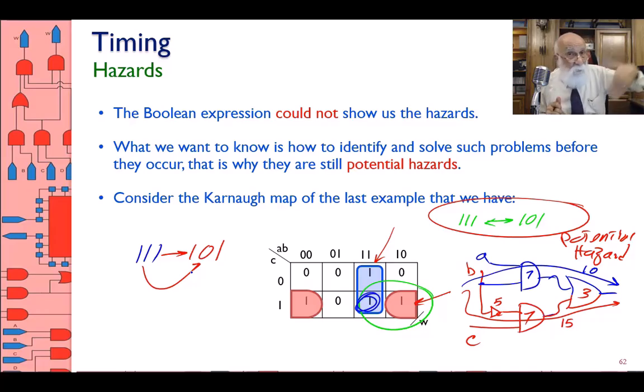See, I didn't really go back and look at the circuit. I'm only reading it from the Karnaugh map because I calculate the delay of the blue path. The delay of the blue path is 10. The delay of the red path is 15. And then changing from 10 to 15, that's when I get a hazard.